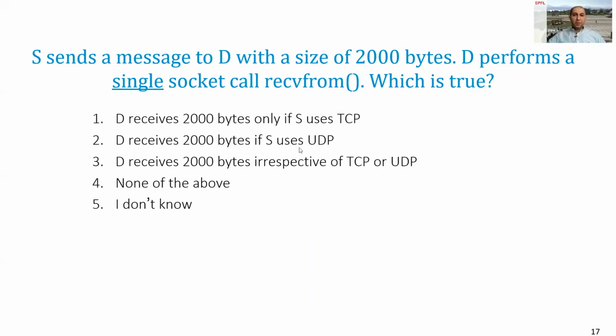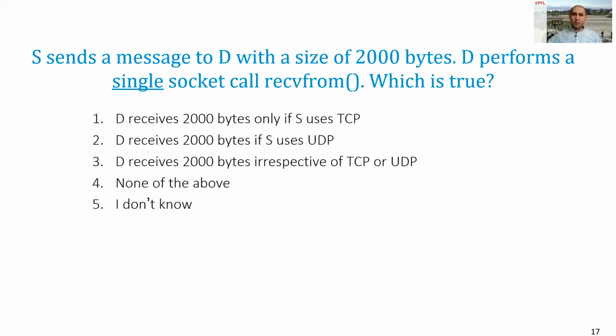Why? Because with UDP, the application delivers the data to UDP, and UDP takes the data as it is and sends it to the other endpoint, to the destination. And in one receive call, the application should receive the data as it was sent. So if the source delivers 2000 bytes, the destination will receive 2000 bytes.